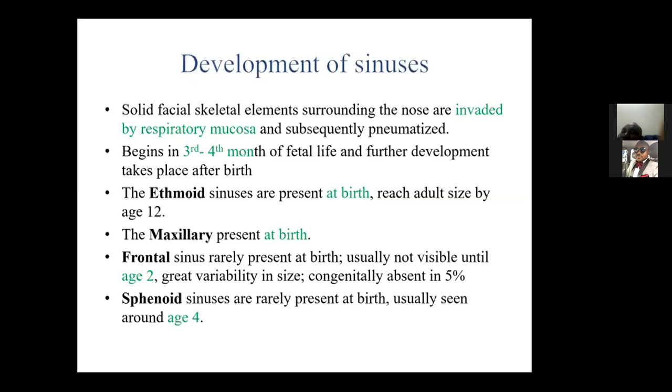And then, like I said earlier, the ethmoid sinuses are usually present at birth and reach adult size at the age of 12. The maxillary sinus is also present at birth. Now, the frontal sinuses are rarely present at birth, usually not visible until the child gets to age 2. In 5% of cases, they are congenitally absent. The sphenoid sinuses are also rarely present at birth, but are usually seen when the child gets to the age of 4.